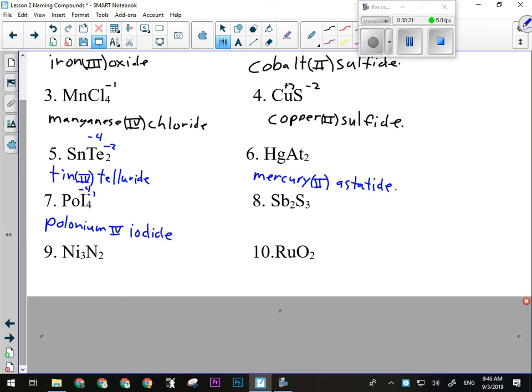Okay, number 8, we've got antimony with sulfur. Sulfur is always a -2, and there are 3 of them. So how many negative charges do I have? 6. So I need to get 6 positives out of 2 antimony. So antimony must be +3.